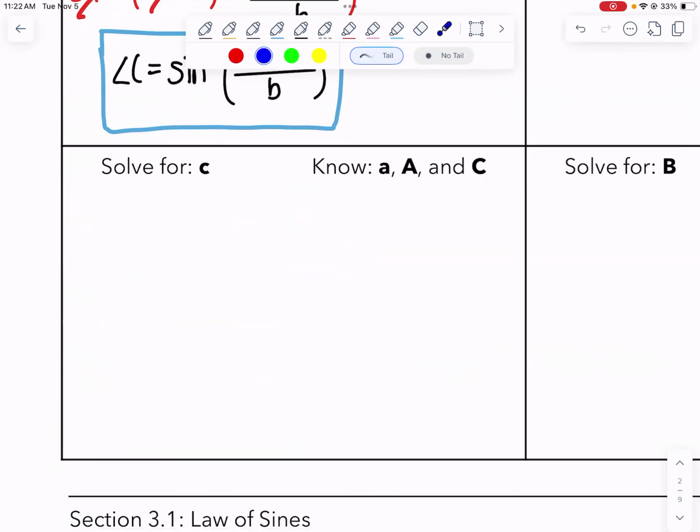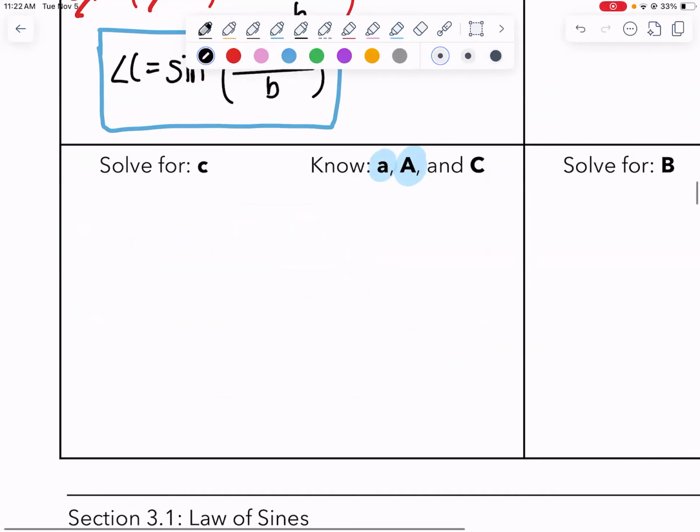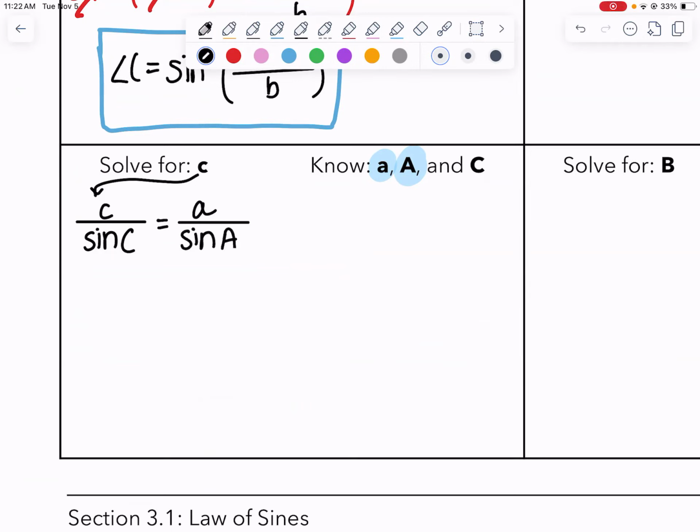All right. So solve for side length C. You know everything about A, baby A, big A. So we know we can use law of sines because we know everything about A, and we have an additional piece of information. I am solving for C, so baby C will go on top, which means the sines go on the bottom, sine of angle C. A is on the other side, so we'll do baby A on top, sine of angle A on bottom.